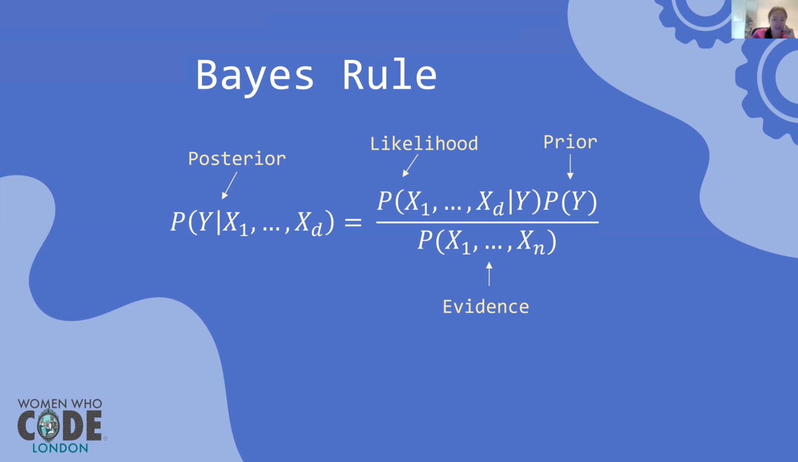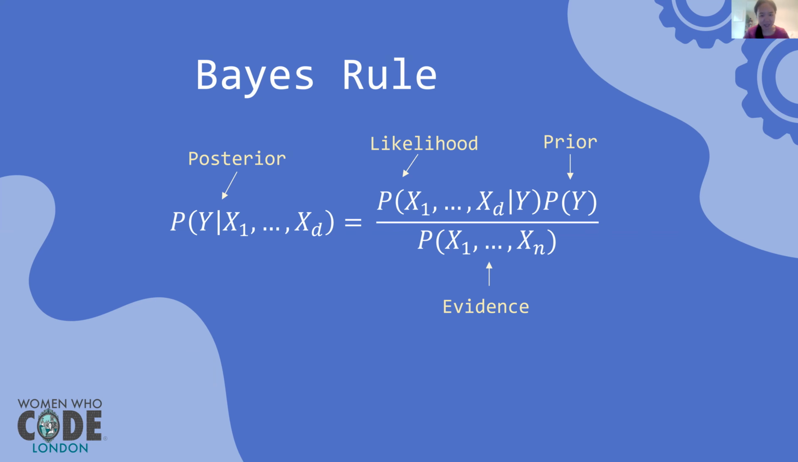I hope that didn't scare you with the complicated equation. What it does is that it transfers the equation from the left side to a different equation, which is likelihood multiplied by prior divided by evidence.